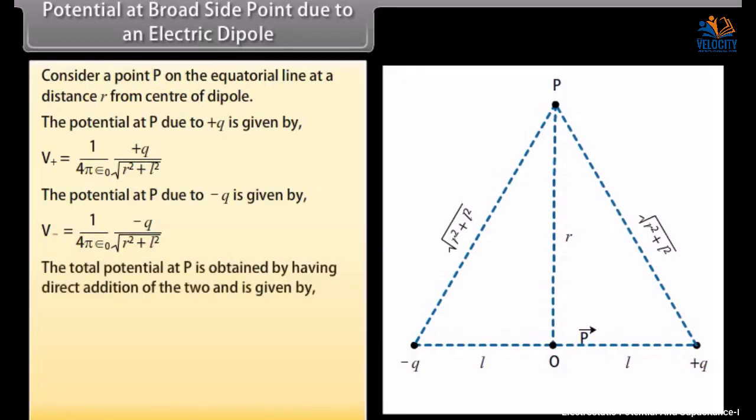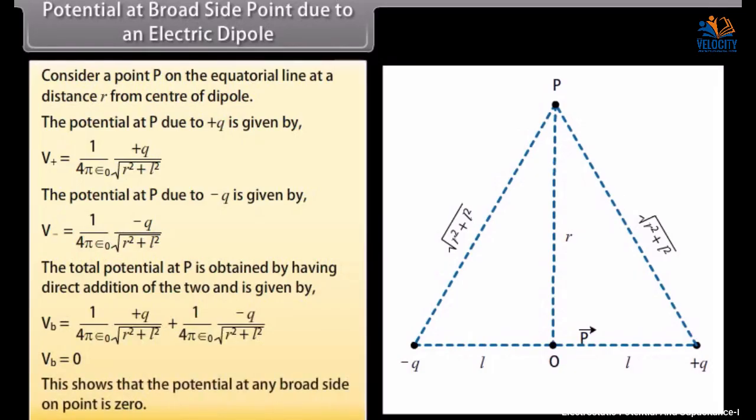The total potential at P is obtained by direct addition of the two and is given by V B equals 0. This shows that the potential at any broadside on point is 0.